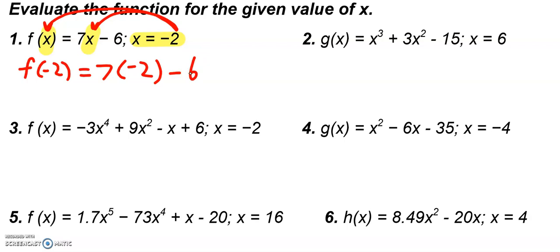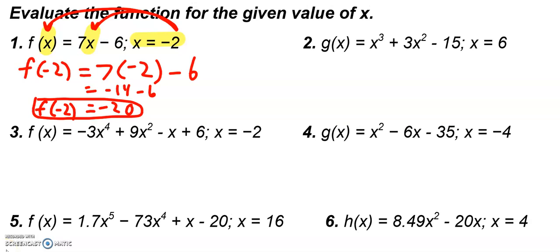Now this is something I can do a little mental math, or I could type this into my calculator, and I know this is -14 minus 6, so this is -20. So I know f of -2 equals -20. Great.